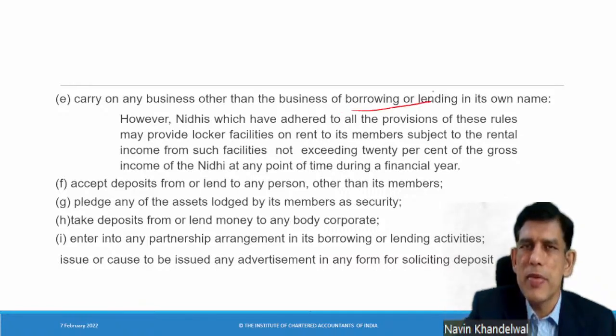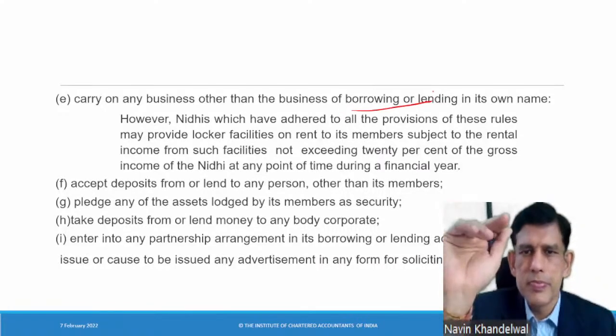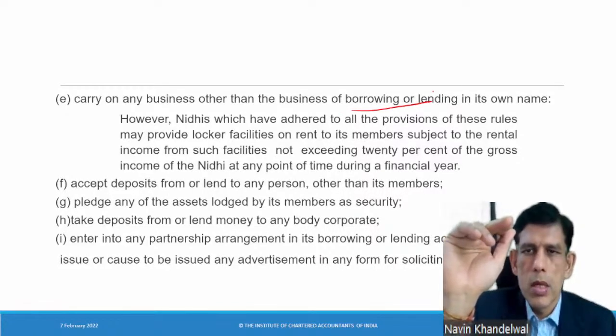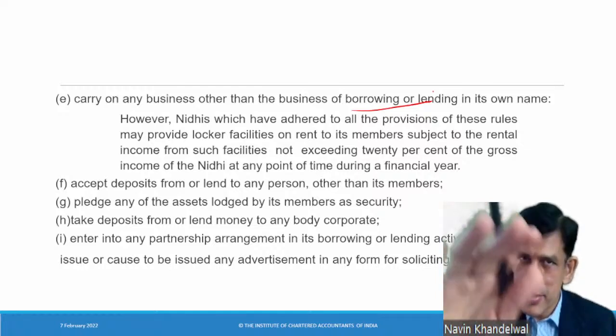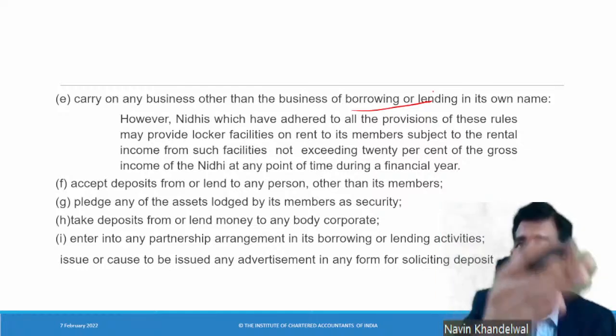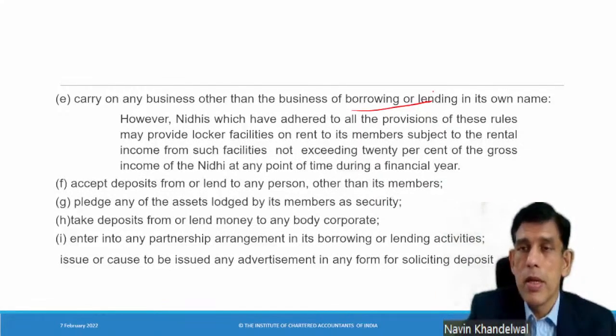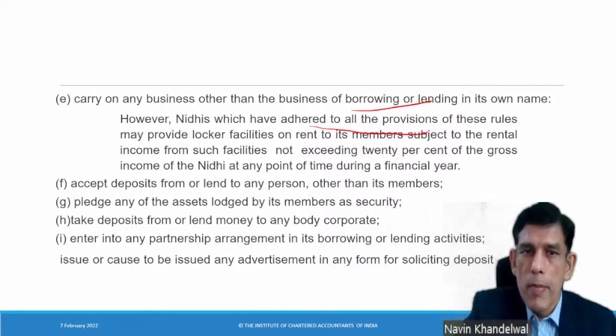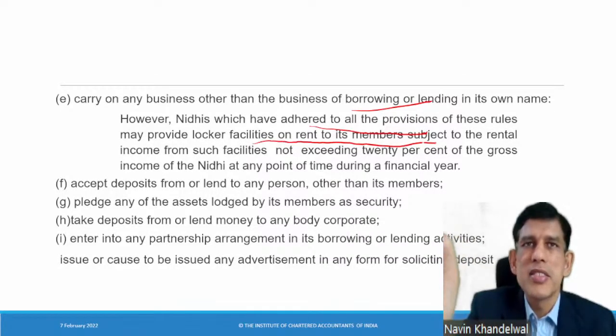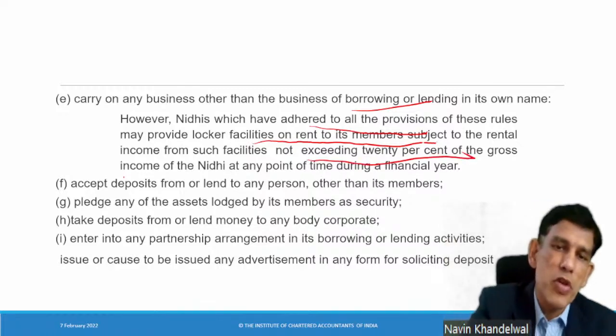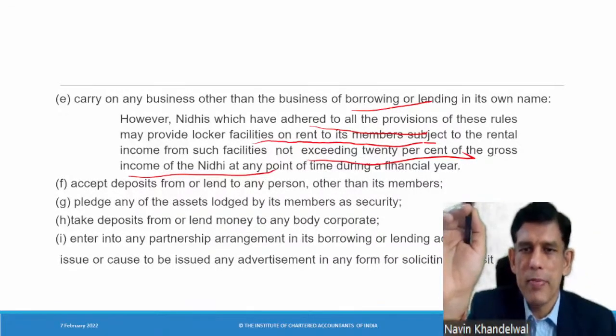Carry on any business other than the business of borrowing and lending, that is fine. Provided that, this is again important, an exception, this could be an exam related point: Nidhi companies which have adhered to all the provisions of this rule may provide a locker facility on rent to its members, subject to rental income from such facility not exceeding 20% of the gross income of the Nidhi at any point of time.